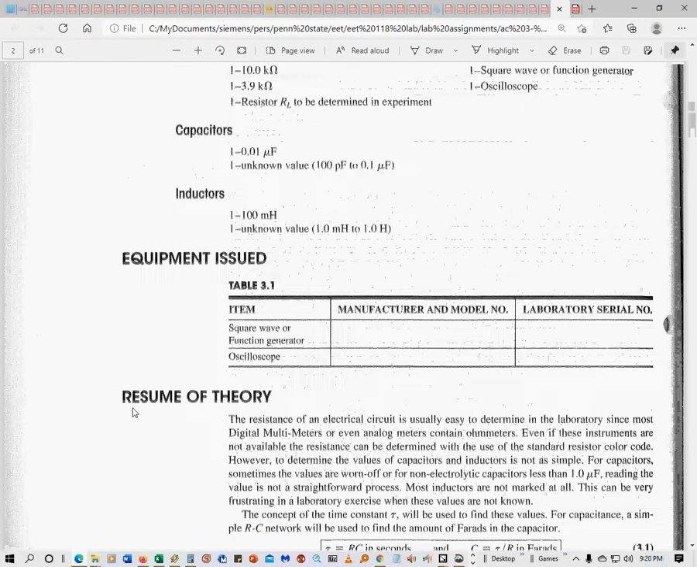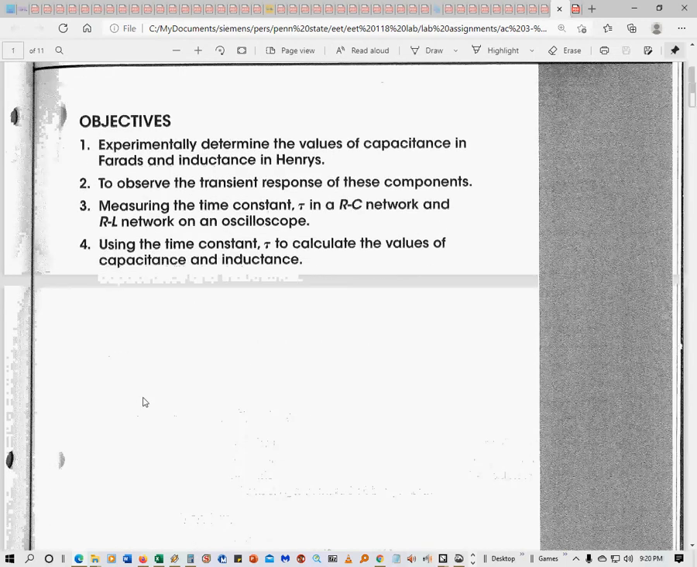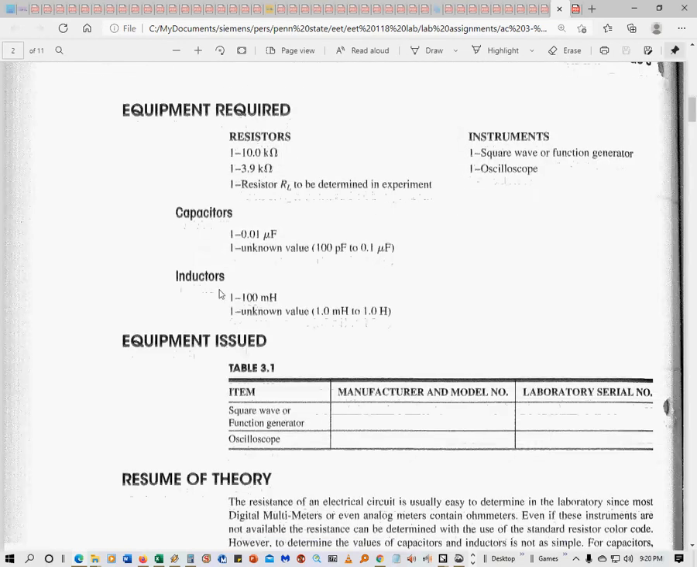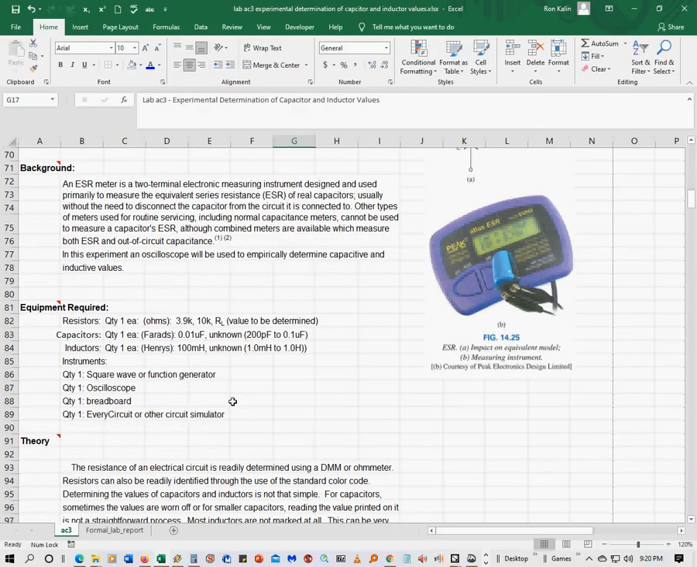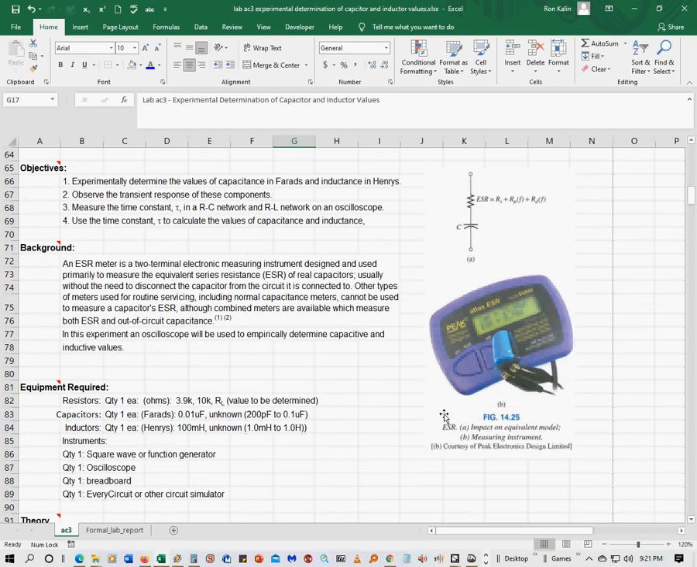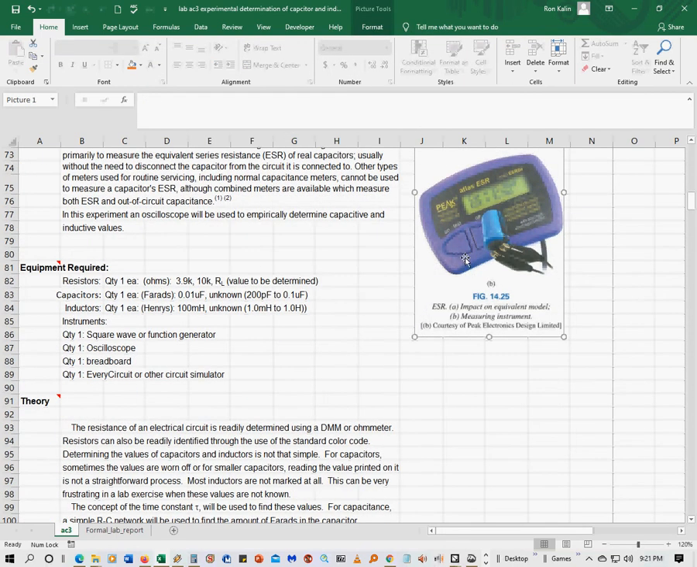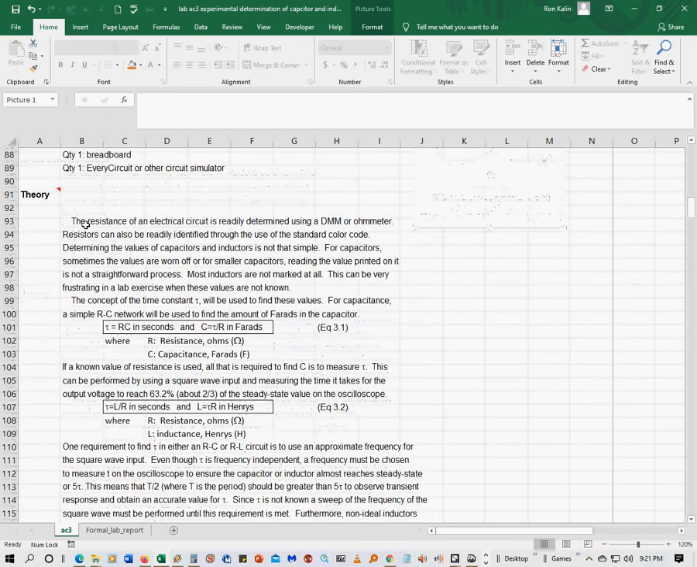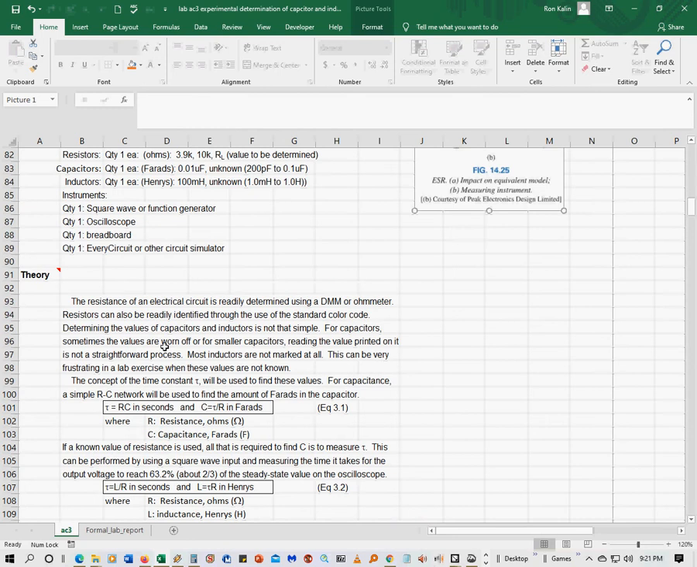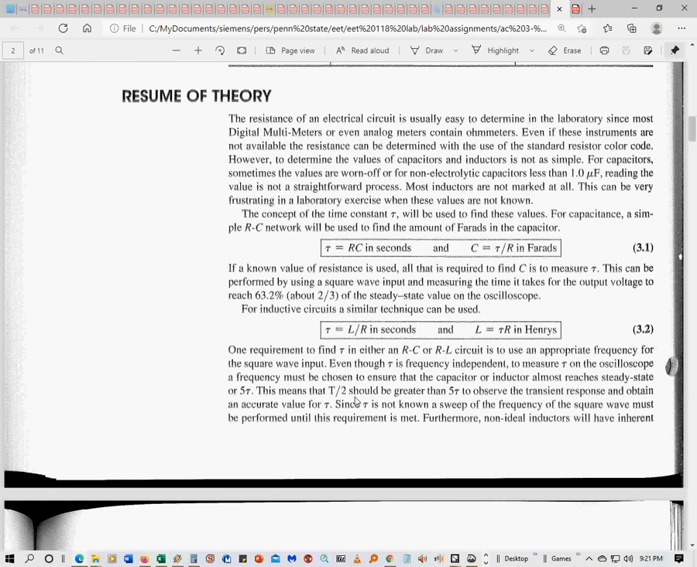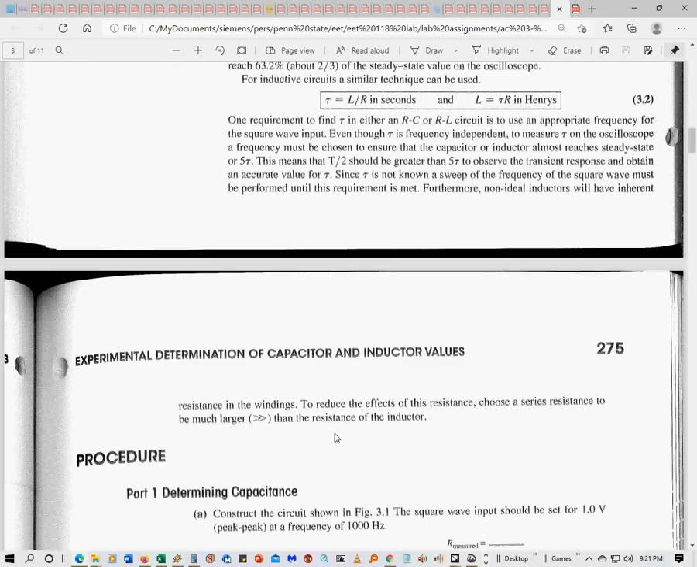Right here are the objectives, and then the equipment required and issued, and then the theory. So the equipment required is here. I put a nice little picture of a piece of equipment that came out of the book. The theory basically is just a rehash of the theory that was spelled out in the lab. Here's the theory that was in the lab, and it ends right here.